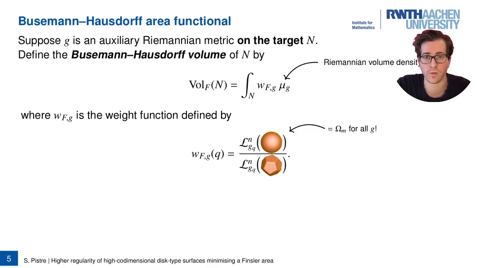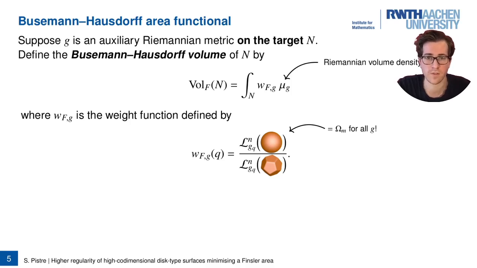Busemann-Hausdorff volume of the target. And basically it is what I've written down here. So you will take two structures now. You have a Finsler metric on the target, and you also have an auxiliary Riemannian metric on the target. So two competing geometric structures, and you will integrate the Riemannian volume density against a weight function.